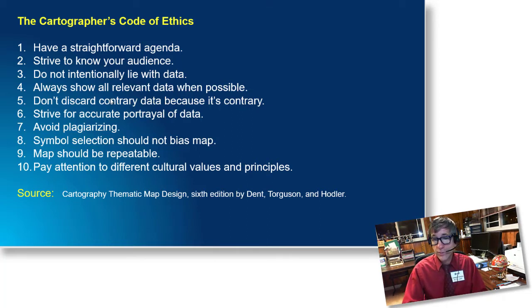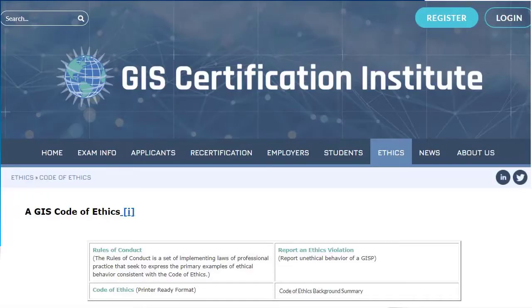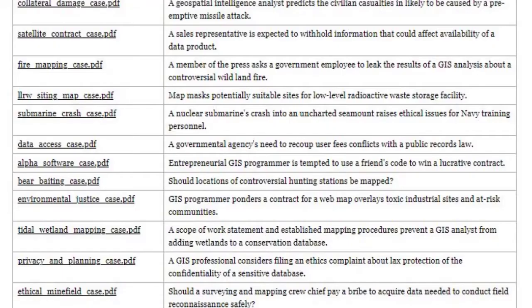This is from a Cartography Thematic Map Design book by Dent, Torgerson, and Hodler. There are some deeper dives that we'll go into here for just a few moments. The Cartographer's Code of Ethics I've already mentioned, but the GIS Certification Institute, the people that grant a GISP, also have a code of ethics that I think is very well done and worth looking at. There's also my guidelines, ways to teach about ethics. And there's also some wonderful case studies in ethics from Penn State that I highly encourage you to look at. They're very compelling. They're short and sweet, but very thought-provoking.